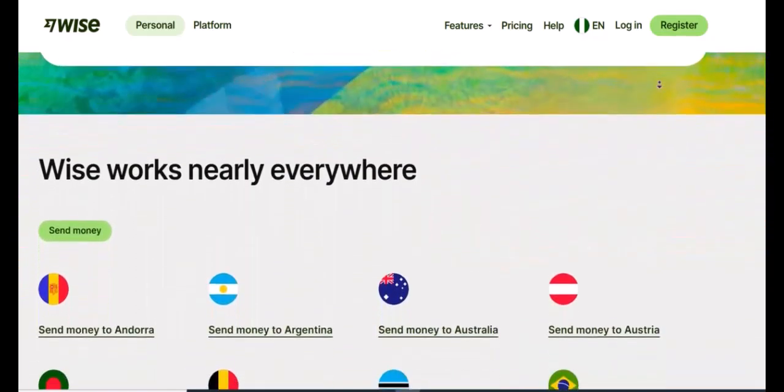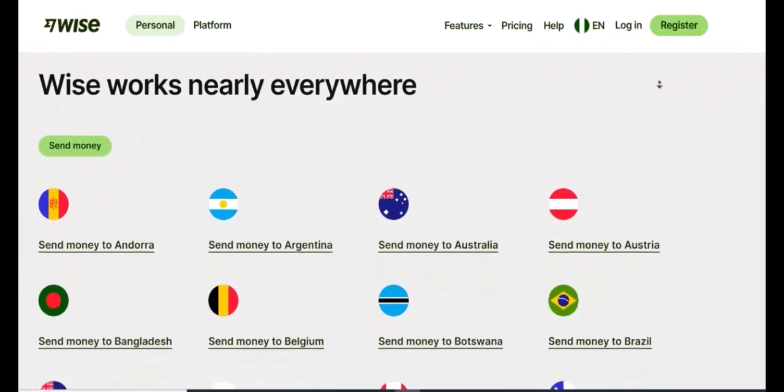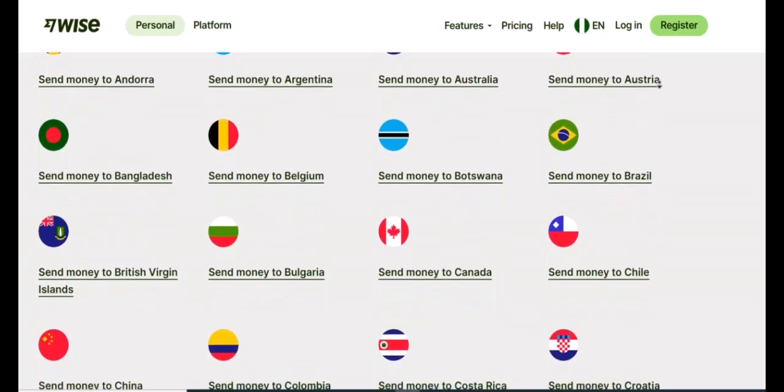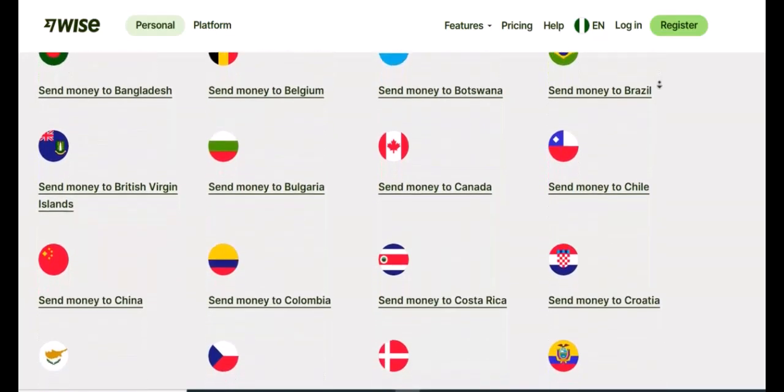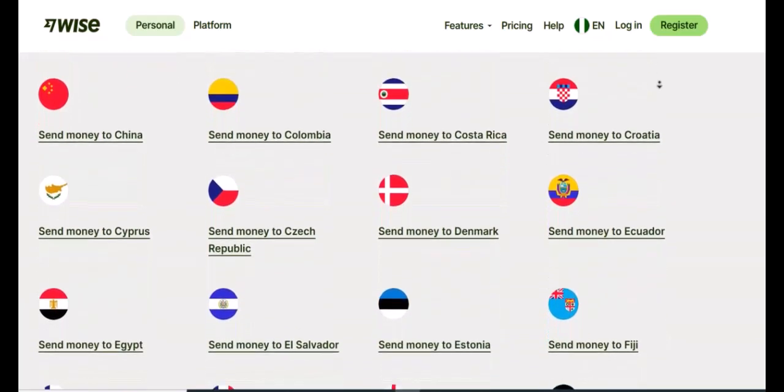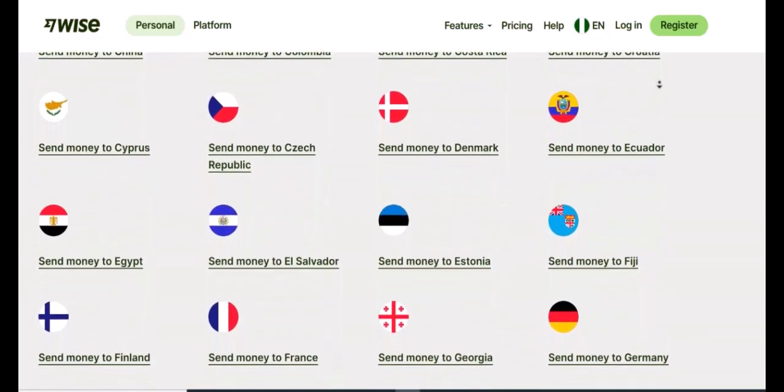When Wise gives you local account details, it's essentially giving you the equivalent of a local bank account in that specific country and currency. Therefore, the format and length of the account number will adhere to the standards of that country's banking system, not a single Wise-specific format.